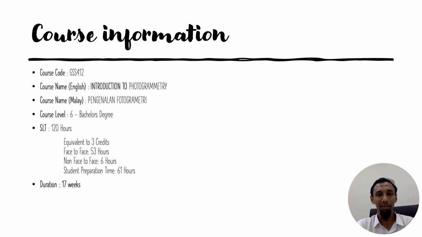Okay, course information. This is GSS412, Introduction to Photogrammetry, or in Malay, Pengenalan Photogrammetry. This is offered in the bachelor degree. Student learning time is about 120 hours, which is equivalent to 3 credit hours. We will meet face to face for about 53 hours, non face to face about 6 hours, and then student preparation, where you digest everything you learn in the lecture, about 61 hours. The duration is about 17 weeks, including the semester break.